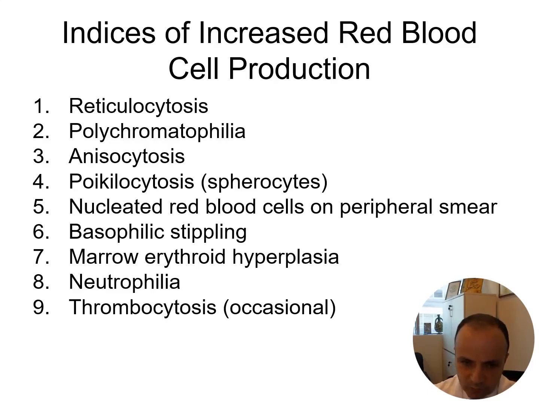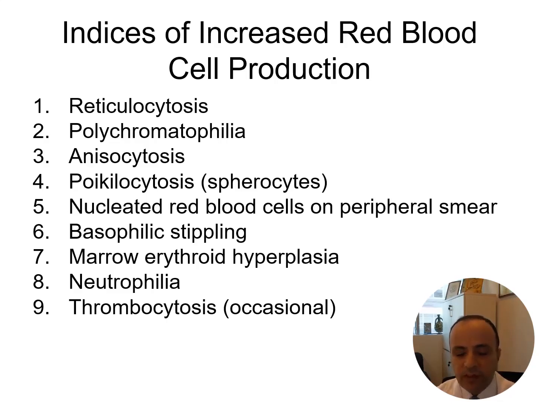Okay. Number 5, you see nucleated red cells also. We almost always see some nucleated red cells in our body that get released before they lose the nucleus. As soon as they make it to the spleen, the splenic macrophages will pick up these and get rid of them. But when the system is very overwhelmed, you see a lot of nucleated red cells, you might see them circulating in the peripheral smear.